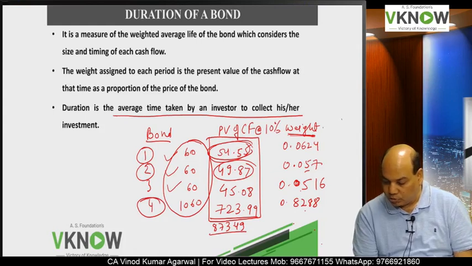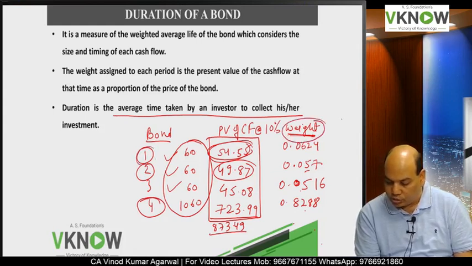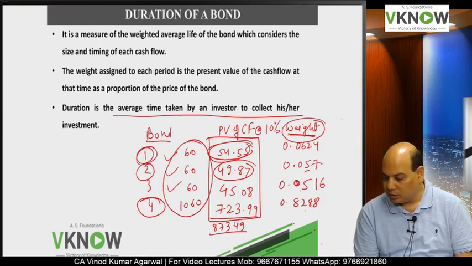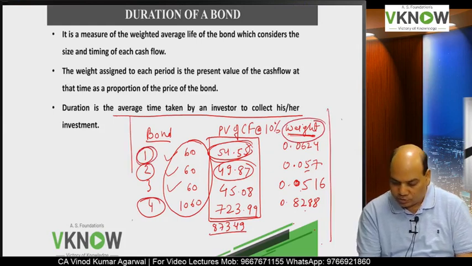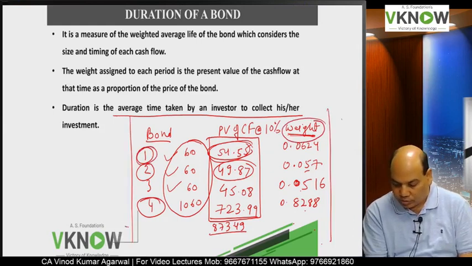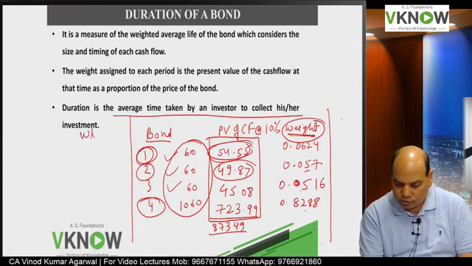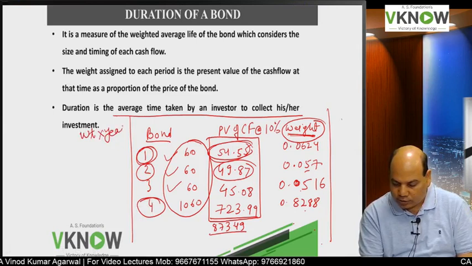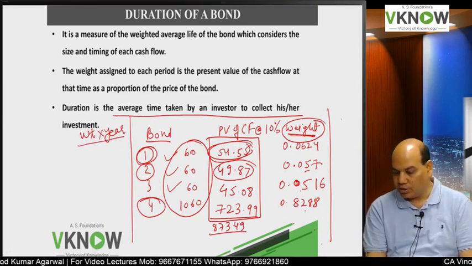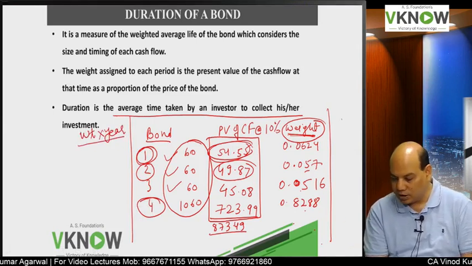Now what you will do, you will multiply weight into year. So I am just writing here weight into year. So that is also one way to solve. It takes a little more time, so I avoid it because it requires one extra calculation.